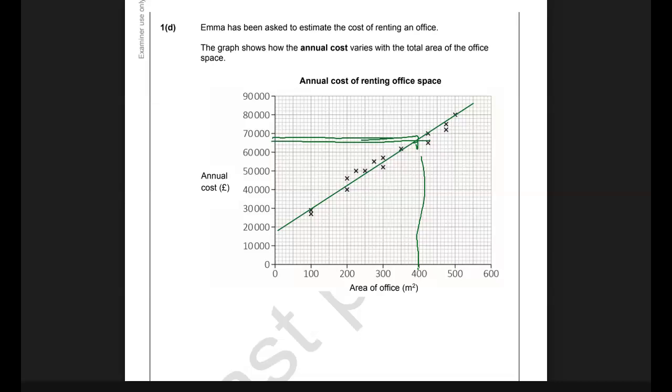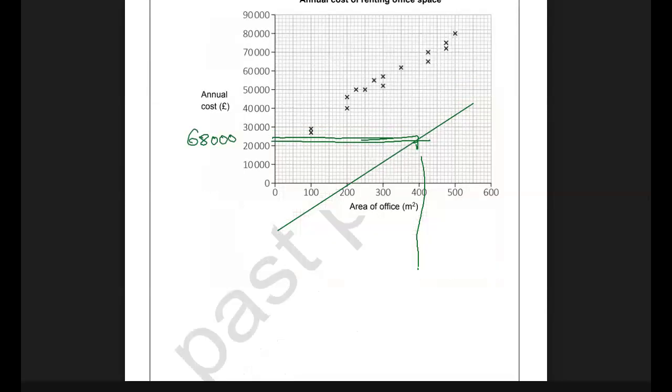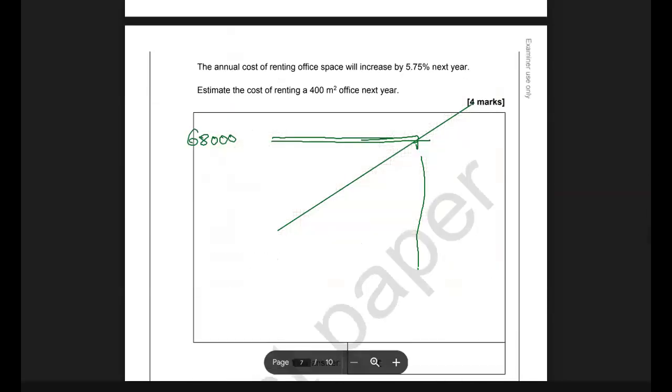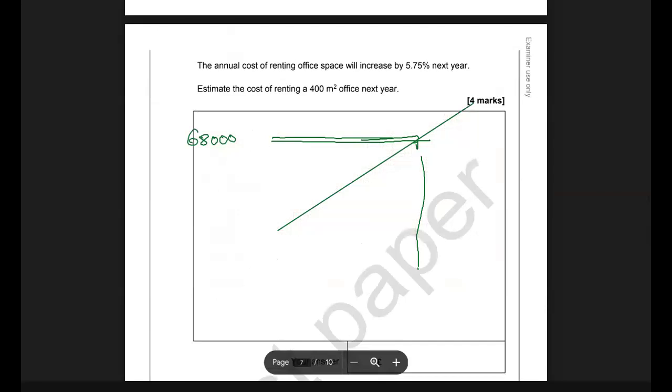That's going to be like 62,000, 64, 68. It's going to be like a 68 what? 68,000. Okay, that's the cost for 400. This thing, can you see that? It increased by what? By 5.75%. So can you work out the increase now? Work out the increase. Increased by what? 5.75%. So work out the increase.